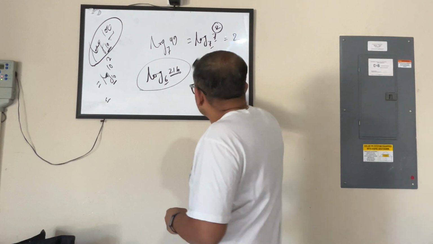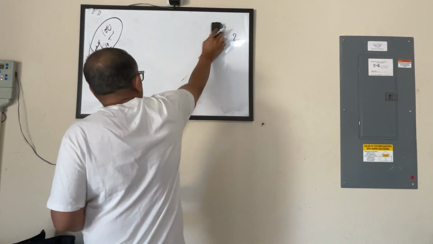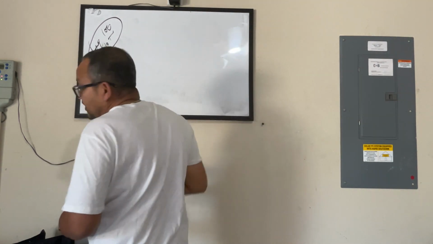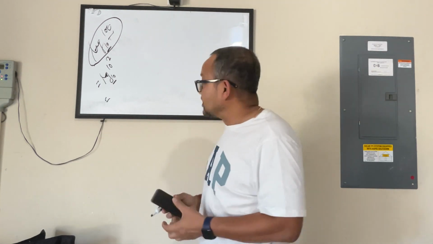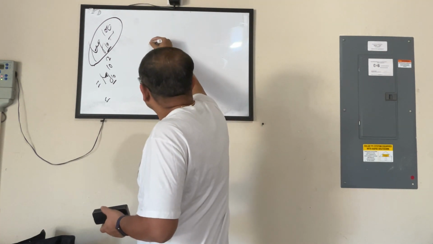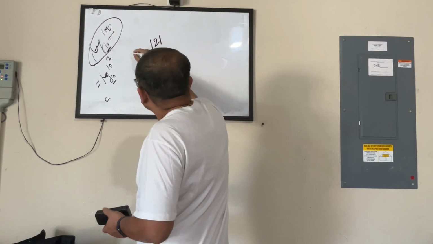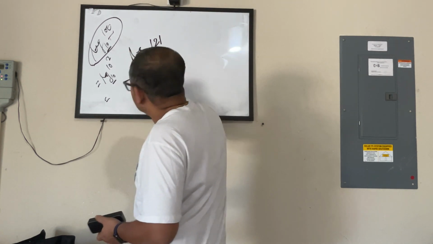So now, so far we are looking at numbers which are perfect squares or cubes. Okay, that is why it's easy. Somebody says find out log of 121 with base 6.